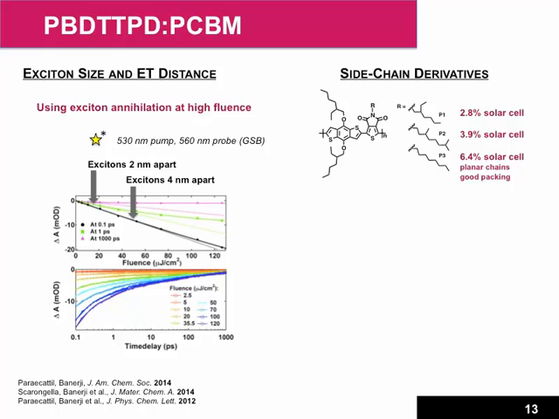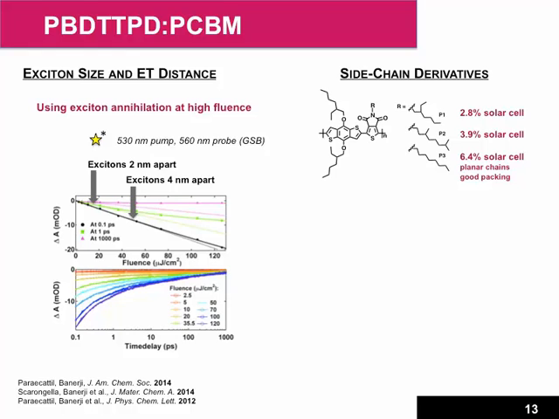And then we collaborated with Jean Fréchet and looked at different side chains, and it turns out that when you take this polymer with different side chains, you get a very big variation in the solar cell efficiency, and this is mainly due to packing effects. So when you get the P3, which is the one I've shown until now, you get the most planar chains, and you get the best packing, and it really reflects in the solar cell efficiency.